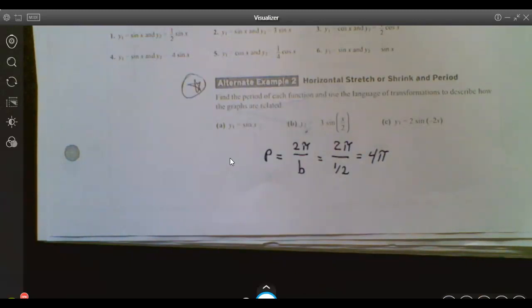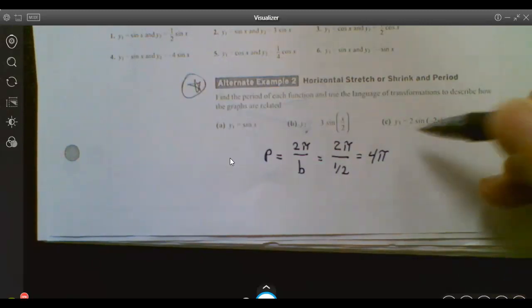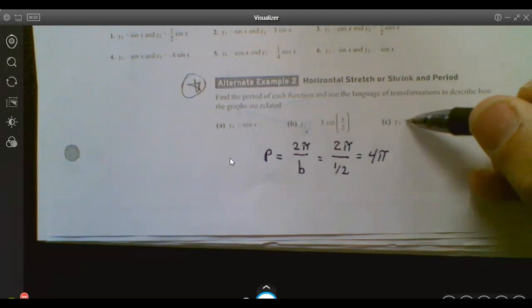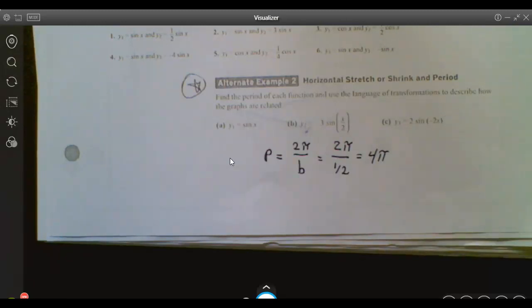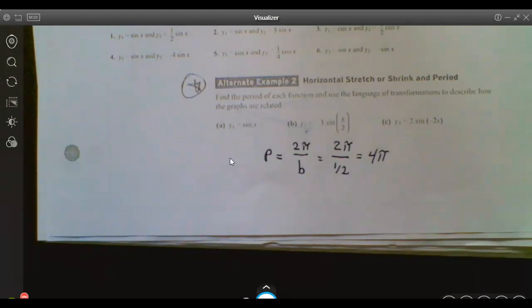So if you did the same thing on this one, this one would affect us vertically. So the maximum would now be up at positive 2. The minimum would be at negative 2. For the maximum and minimums, we have a vertical stretch by a factor of 2. But as far as this one goes, this is being multiplied by 2, so our period is going to be divided by 2. And so we're going to take that normal period of 2 pi, and it's going to become pi.